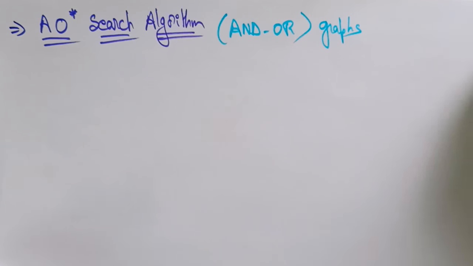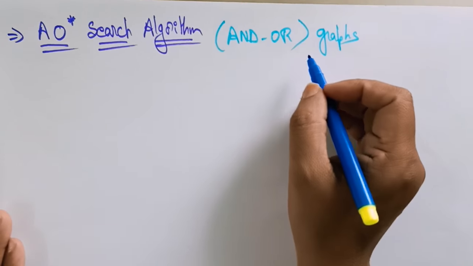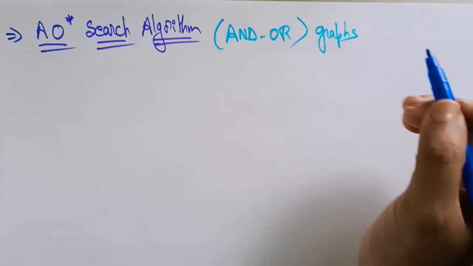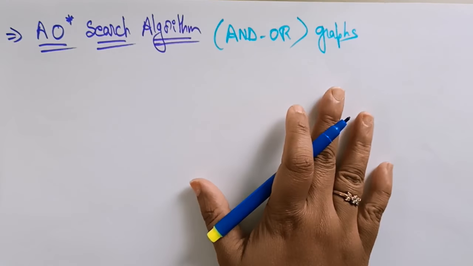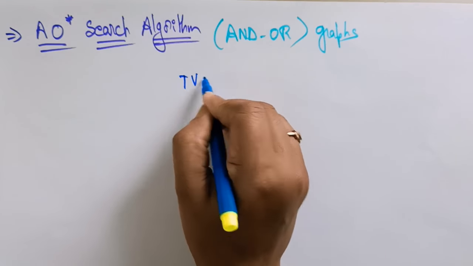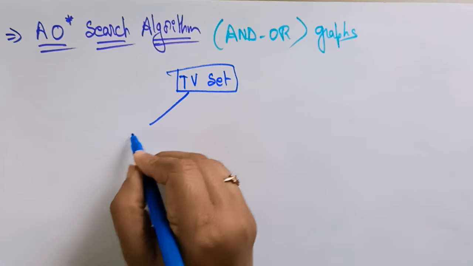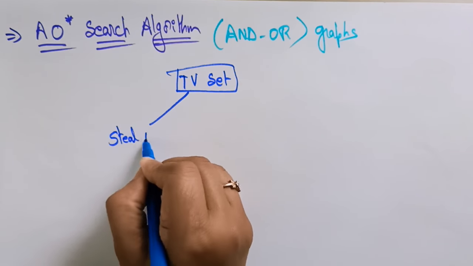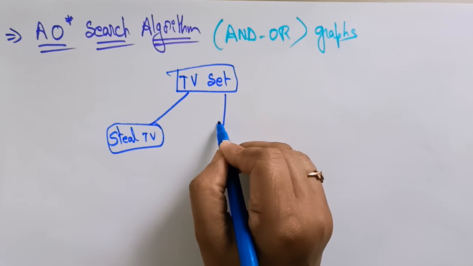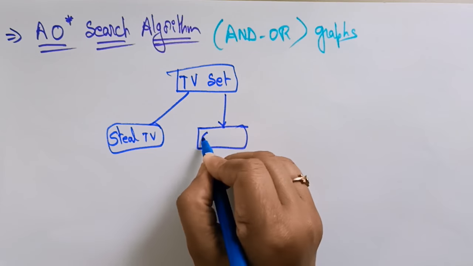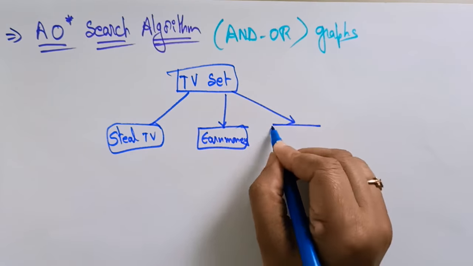This is a regular example. Whatever you have learned about AND OR graphs in other subjects, the same example I'm using here; it's a regular example in the textbook. TV set, steal TV, earn money, buy TV.